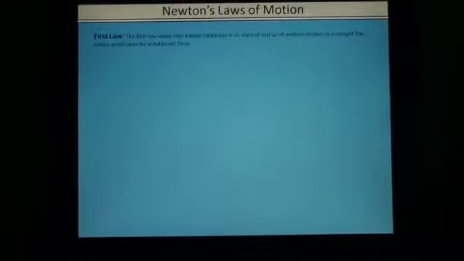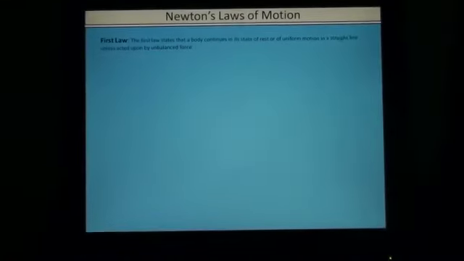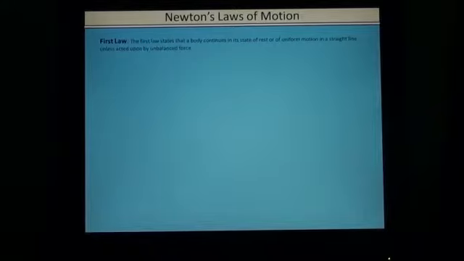So as you can see, we have described Newton's first law, which states that a body continues in its state of rest or of uniform motion in a straight line unless acted upon by an unbalanced force. So the law is pretty simple. It states that a body will be in its state of rest or of motion unless an external force causes it to change that state of rest or of motion.